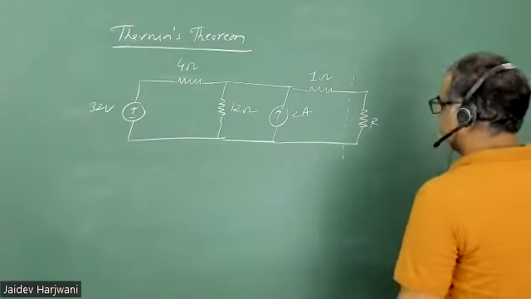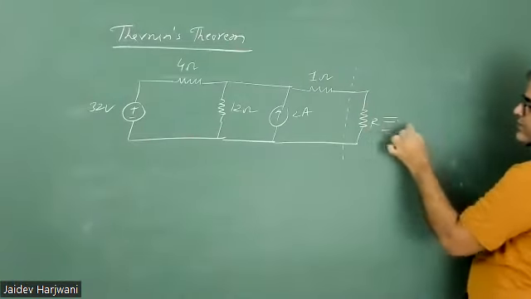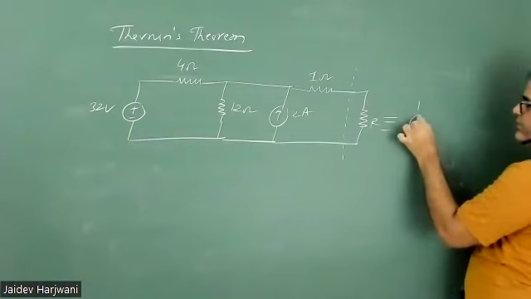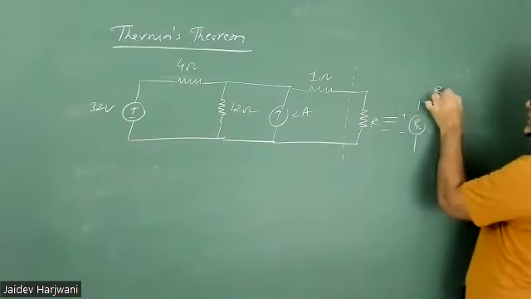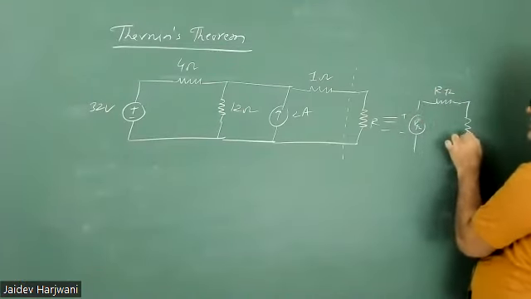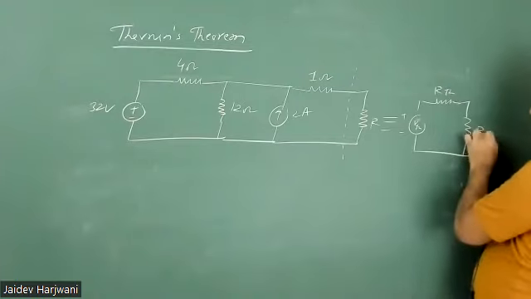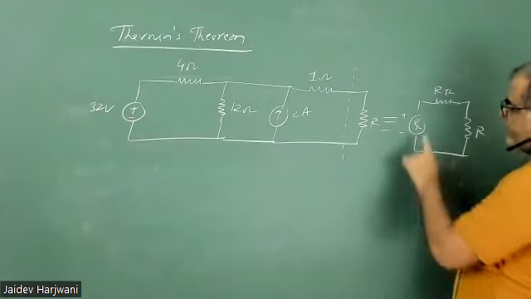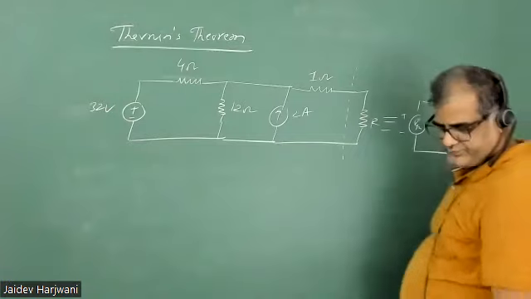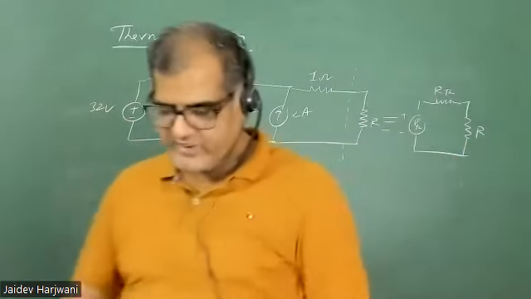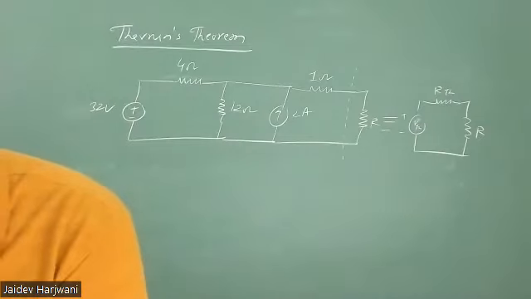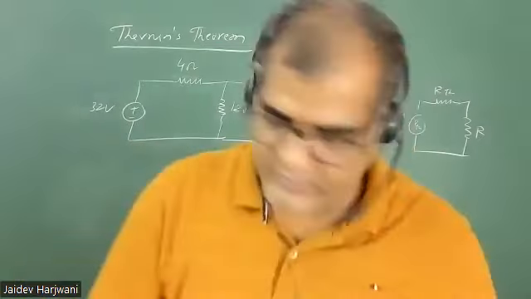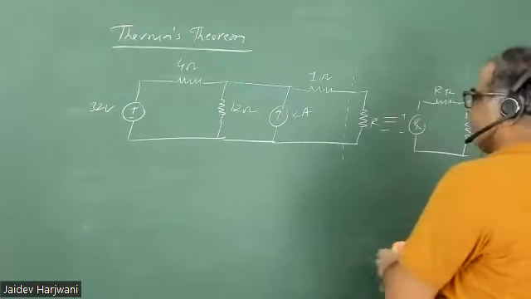Now I want the Thevenin equivalent of this circuit, that is VThevenin and R Thevenin across this R. So first of all, I need to calculate VThevenin. Now, what is the definition of VThevenin? Tell me. Open circuit voltage. Very good. You need to find the open circuit voltage.